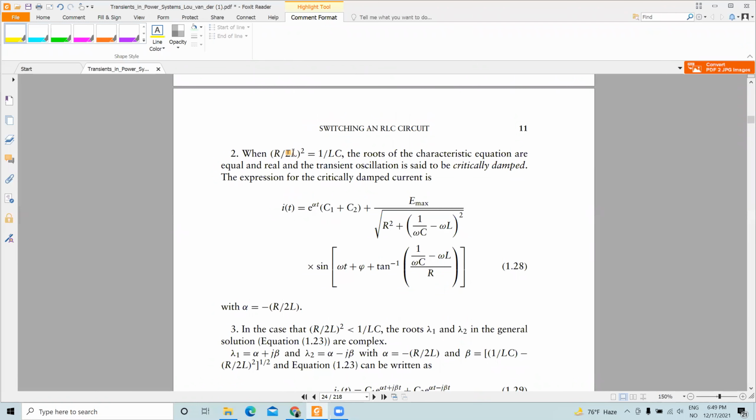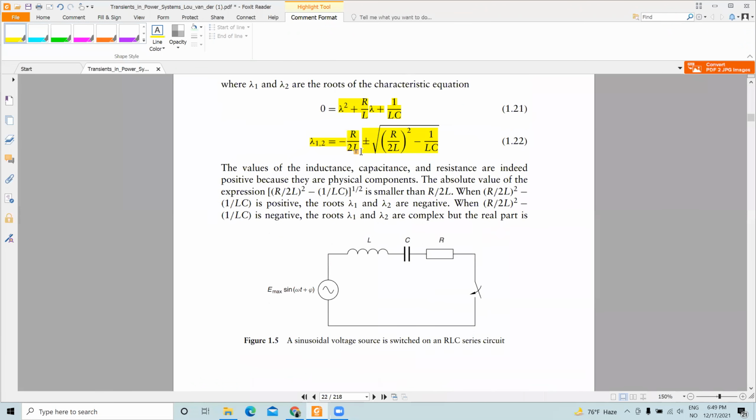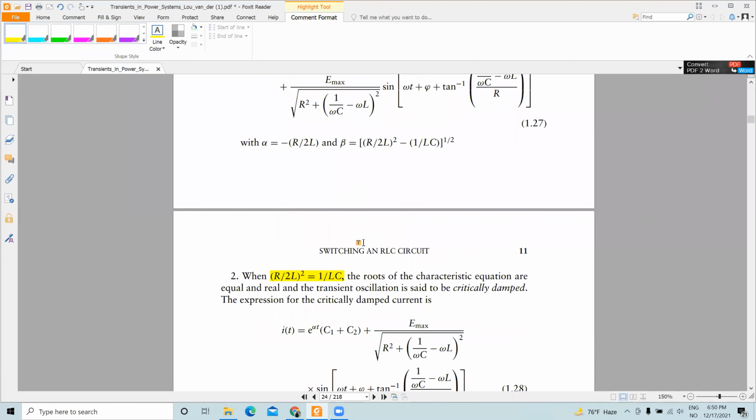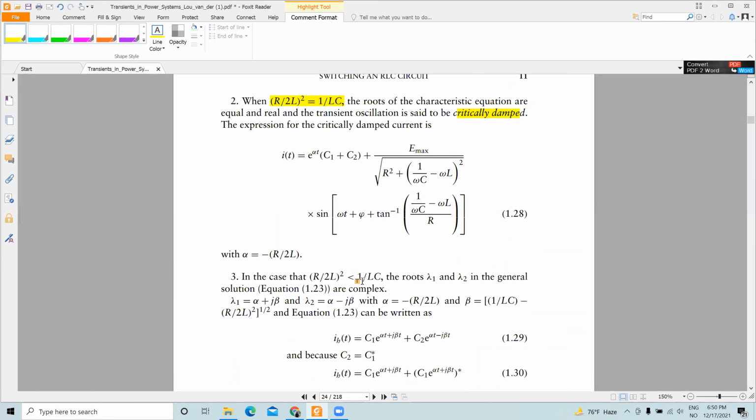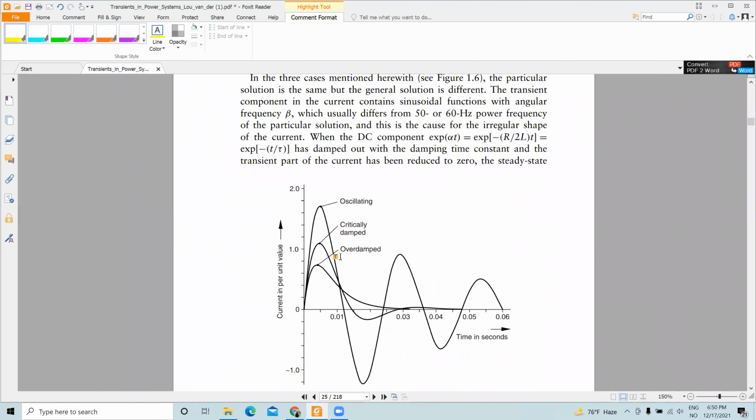If this part is equal, that means that this is basically 0. So if these two parts are equal, so root over 0, that means the roots are only R by twice L. In that case, this is critically damped. And if you have a negative part, that means the roots are complex, and for that you will have oscillating.